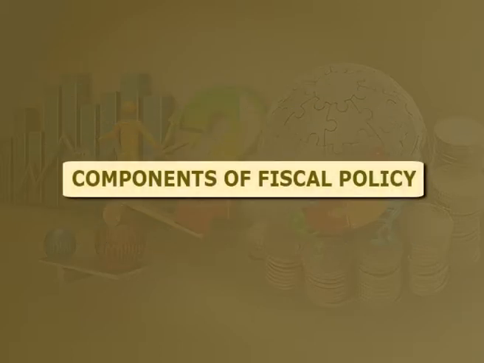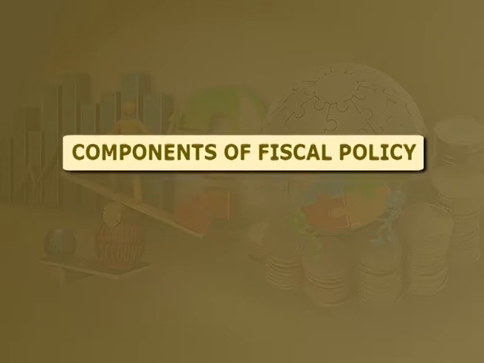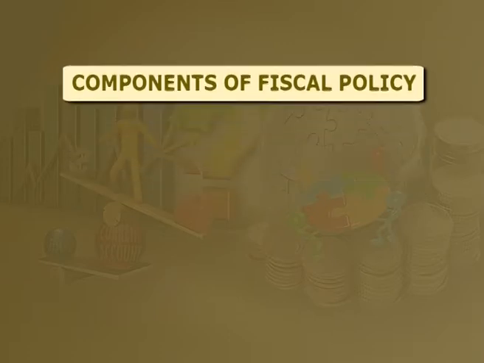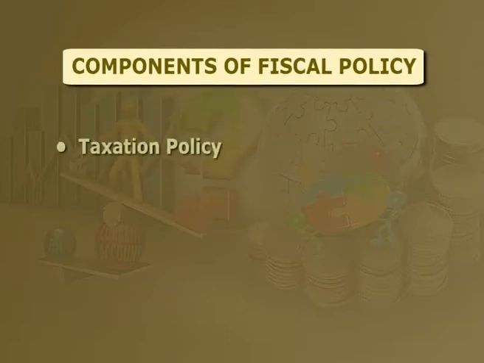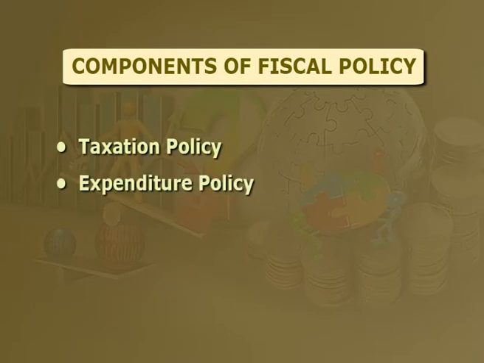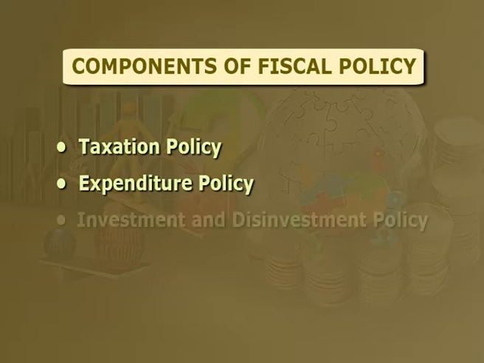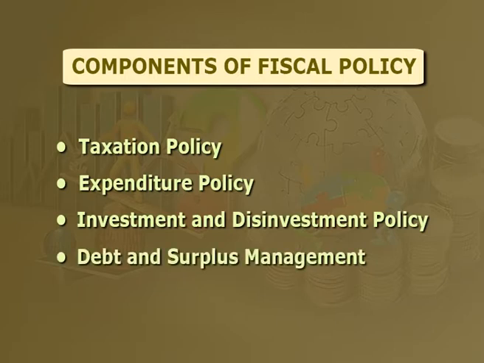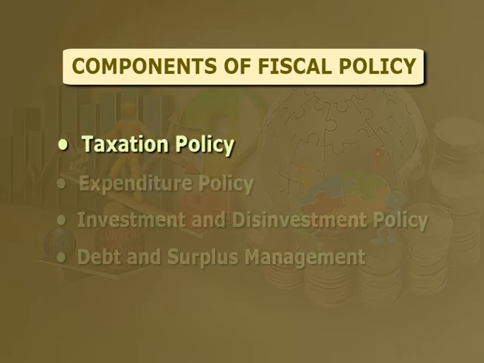Friends, now let us look at the components of fiscal policy. There are four main components of fiscal policy. Number one being taxation policy, number two being expenditure policy, number three being investment and disinvestment policy, number four being debt and surplus management. Let us begin with the taxation policy.